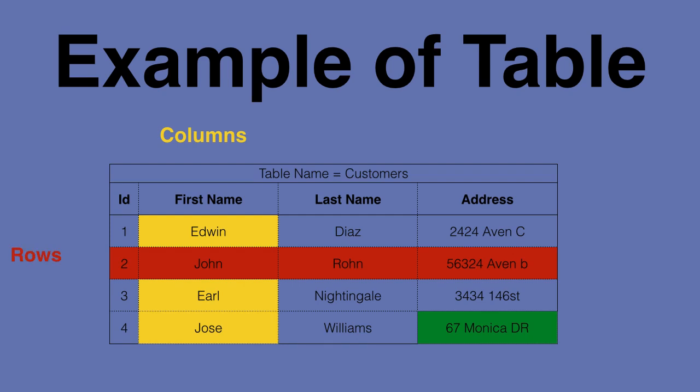Now rows are the horizontal lines across. That would be a row, and as you can see, I'm highlighting the second row, with ID number 2. That green part that you see there is a field. That would be the intersection between that column and the row.